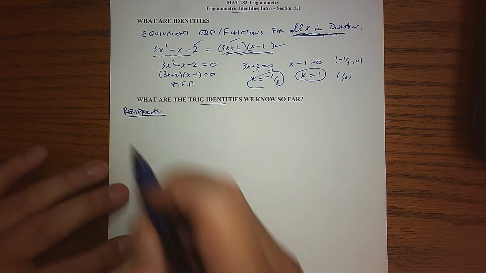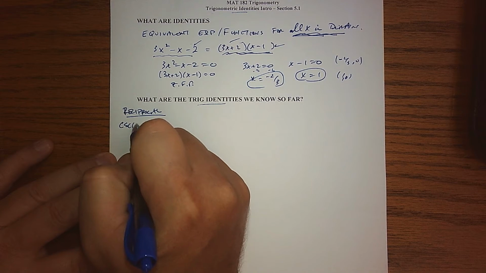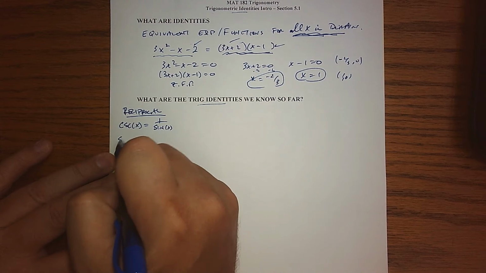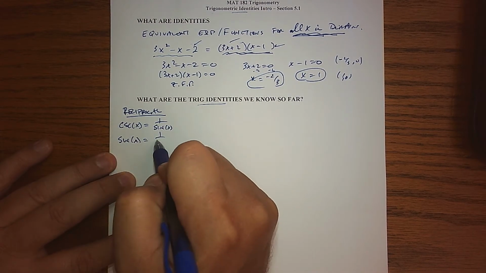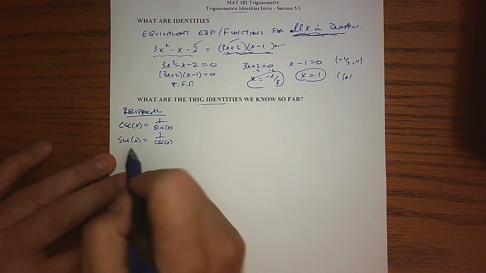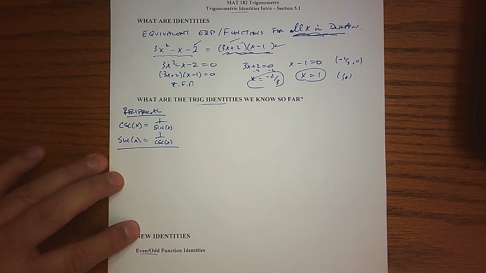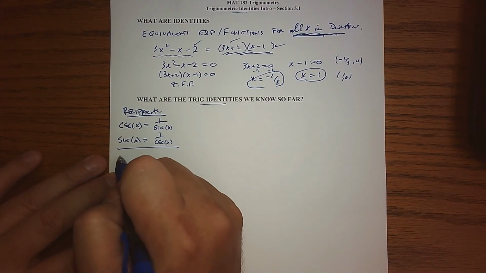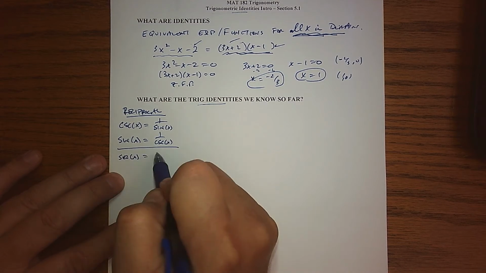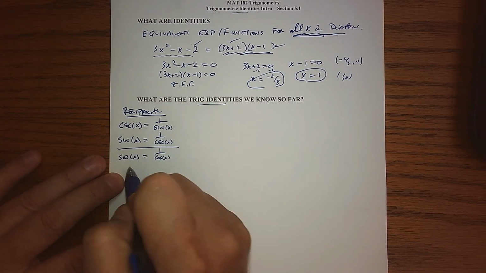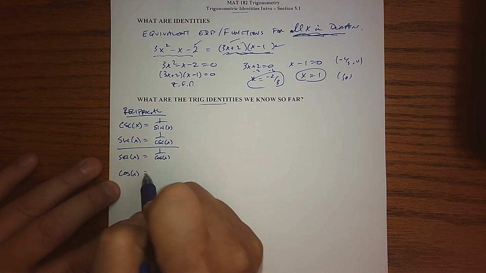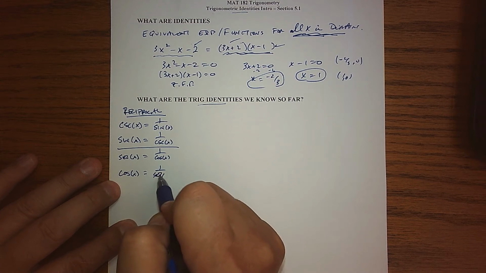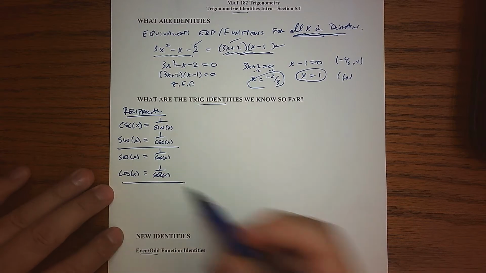Our reciprocal identities. We know that the cosecant of x is 1 over sine of x, and of course there's the flip of that: sine of x is 1 over cosecant of x. So there's one set of reciprocal identities, and we took advantage of that in graphing and in all kinds of situations thus far. We also know that the secant of x is 1 over cosine of x. Excuse me, secant of x. Sorry about that. That was another set of reciprocal identities.